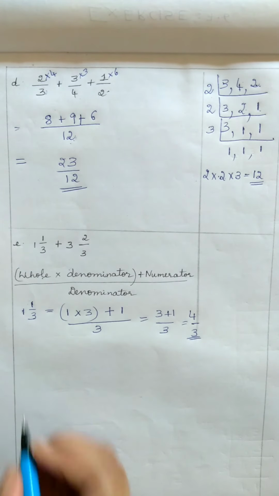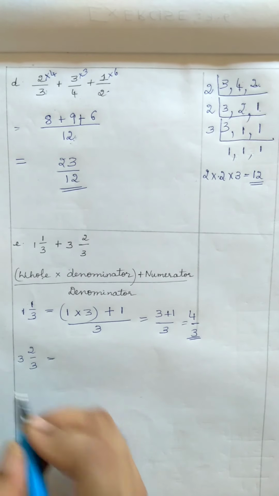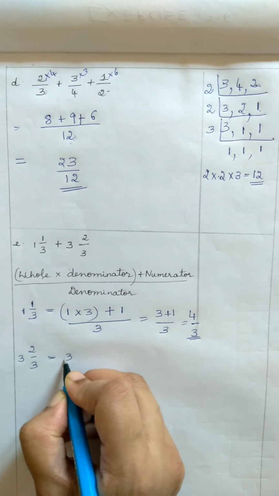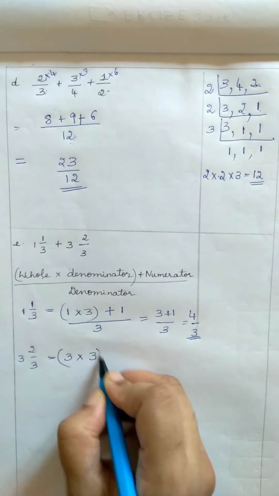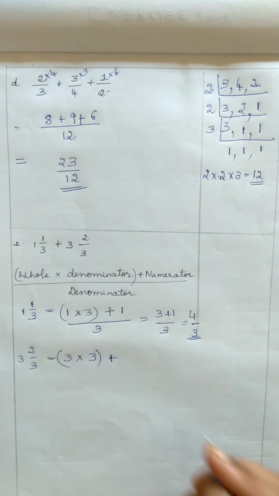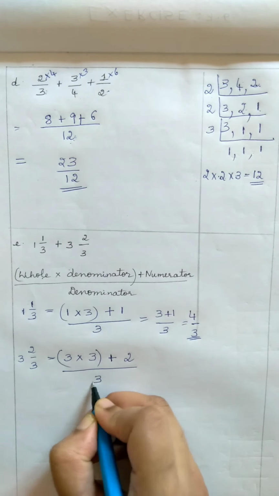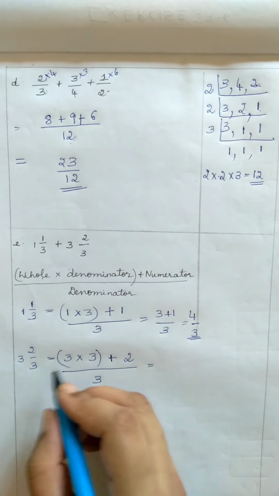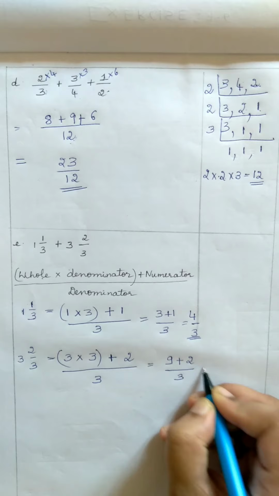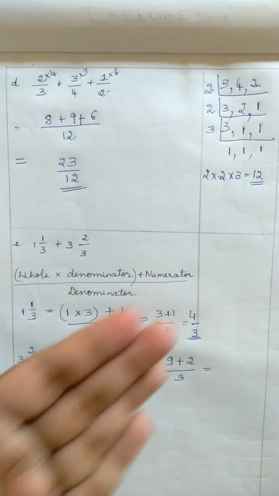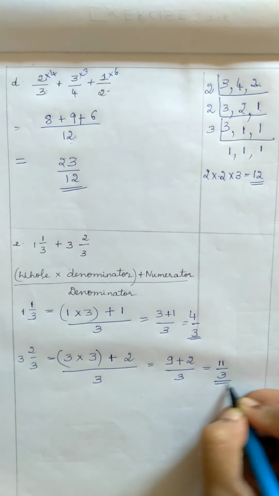Take the next fraction, that is 3 2 by 3. The whole will be equal to 3 into denominator, that is 3, plus numerator value 2 divided by 3. So we have 3 3s are 9 plus 2 by 3. 9 plus 2, 9, 10, 11. Therefore, the value will be equal to 11 by 3.